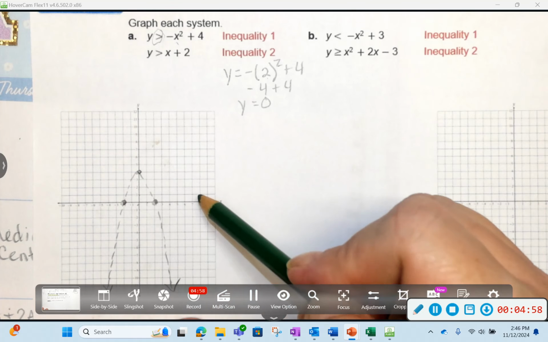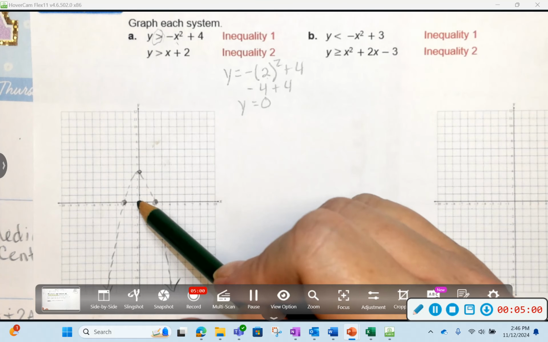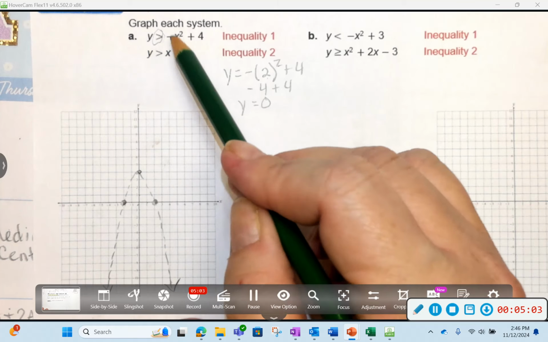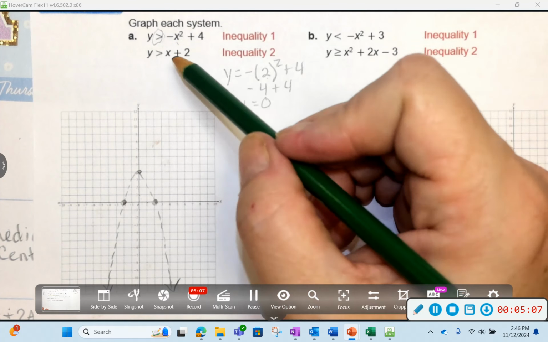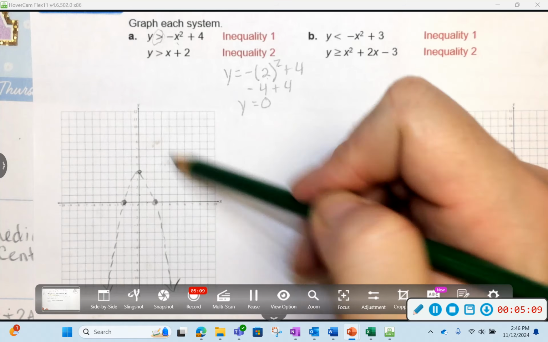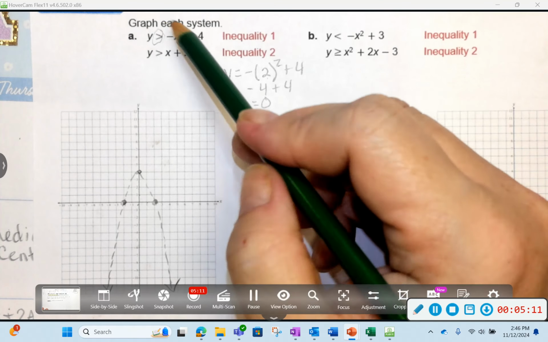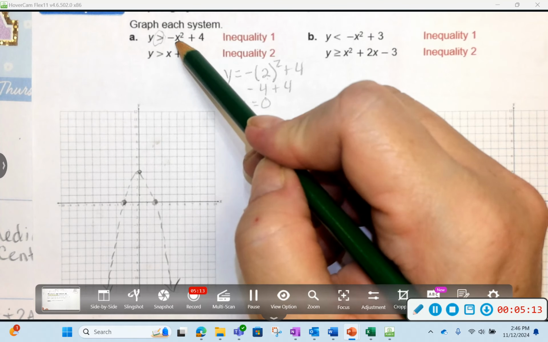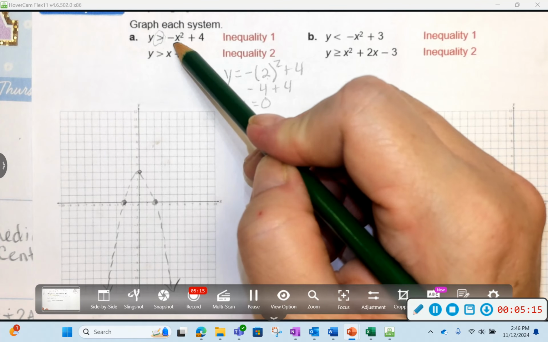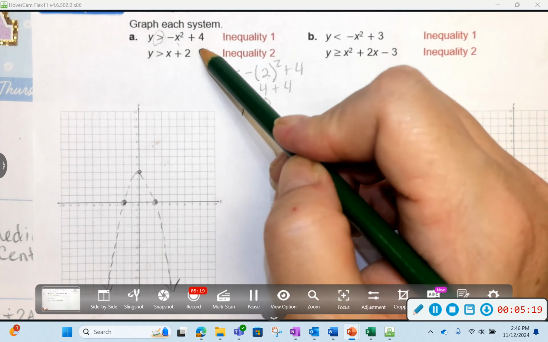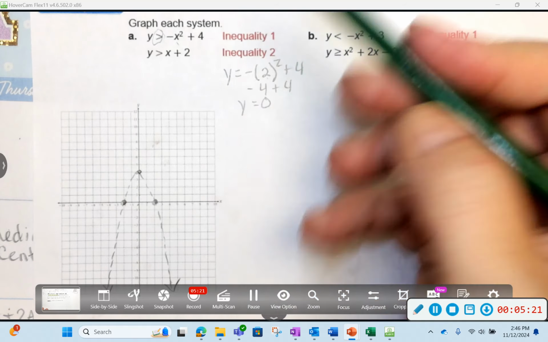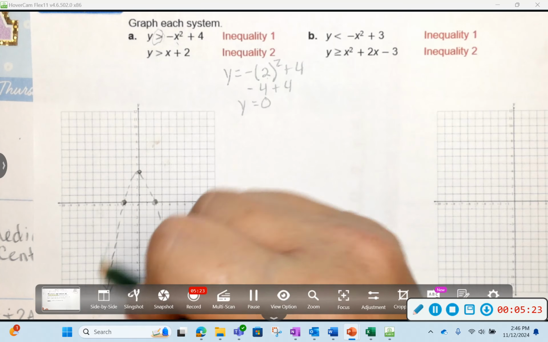So how can we tell for sure? We could plug in the origin. If we plug in 0 for both of these, it should be a false statement. So that would tell us that our prediction is correct. So let's plug in 0 for each one of these. If we had 0 squared, it's just going to be 0. 0 plus 4. Is 0 greater than 4? No. So that means that we were correct with our prediction.